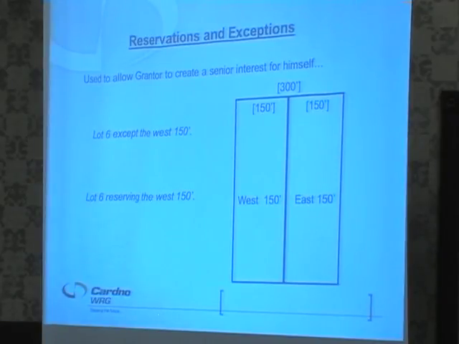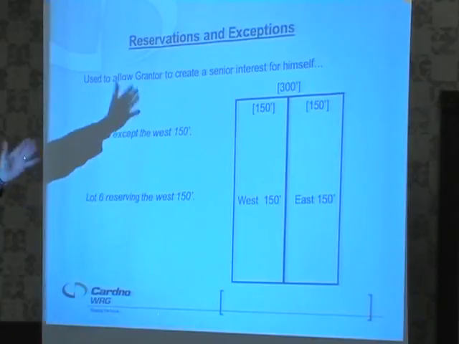The other way to do it is Lot 6, reserving the west 150 feet. Exception and reserving are pretty well the same. Reserving generally deals with a strip of land, reserving the westerly 30 feet for road purposes or road and utility purposes. And what it's saying, when you run into that in a deed, you've got the east 50 feet except the easterly 30 feet reserved for road and utility purposes.